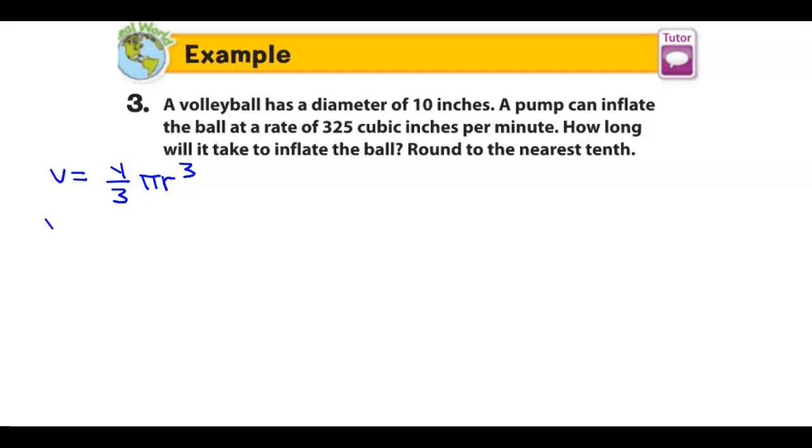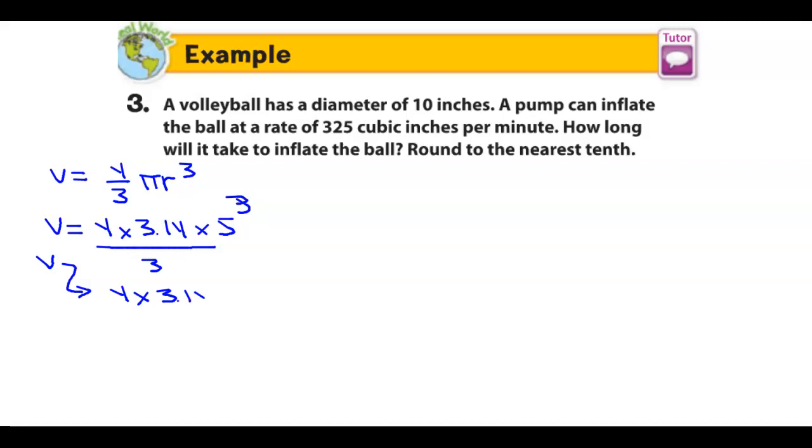So we'll say that the volume is going to be 4 times 3.14 times 5, because the diameter is 10, so the radius is 5, to the 3rd power. And then we're going to divide that by 3. So let me squeeze that underneath there. So then I'll just go ahead and say that the volume will be 4 times 3.14.